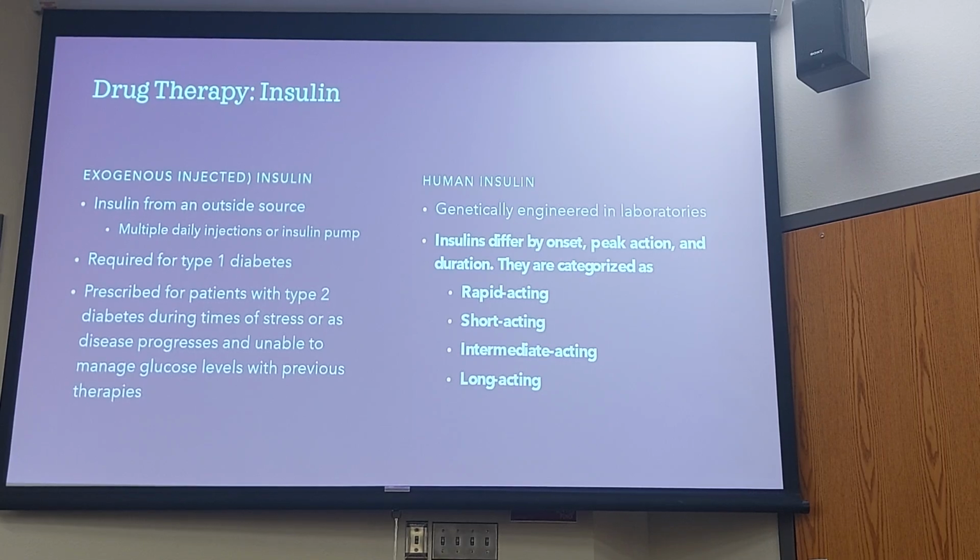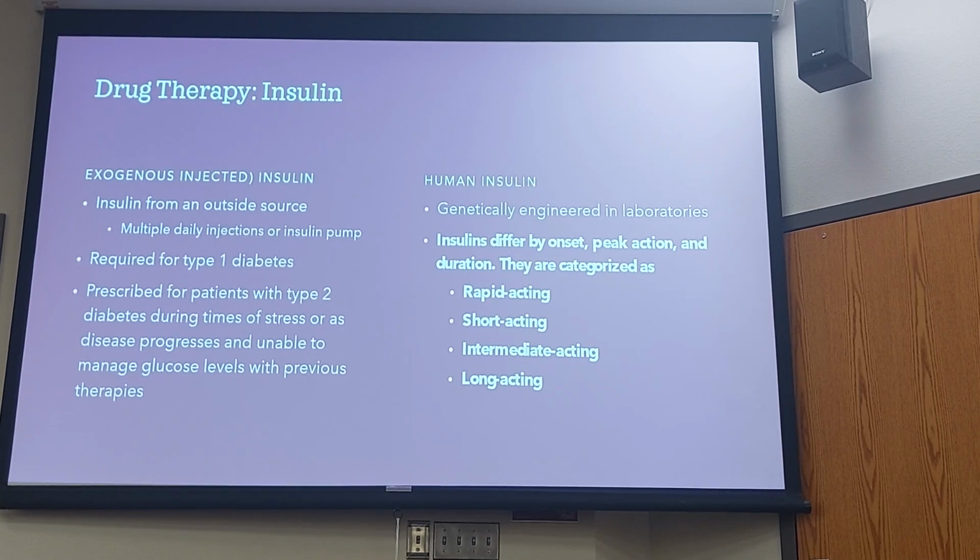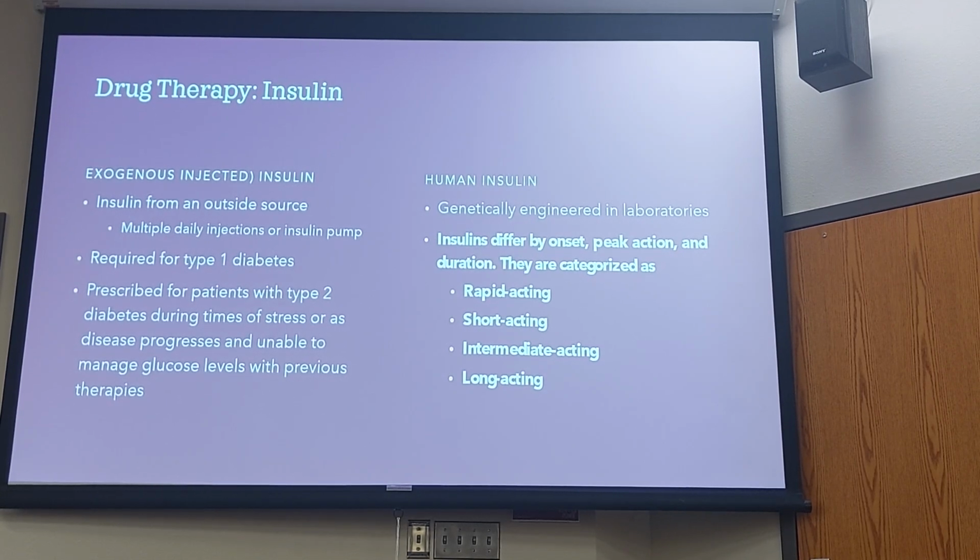But insulin is required for type 1 diabetic. It can be prescribed for type 2, particularly during times of stress. Remember that cortisol, we're gonna have extra glucose floating around, so we might need to give them or adjust insulin dosages during the times of stress, or as disease progresses, or if they're unable to manage, they've got some other illnesses and or just geriatric considerations, they might require some more insulin.